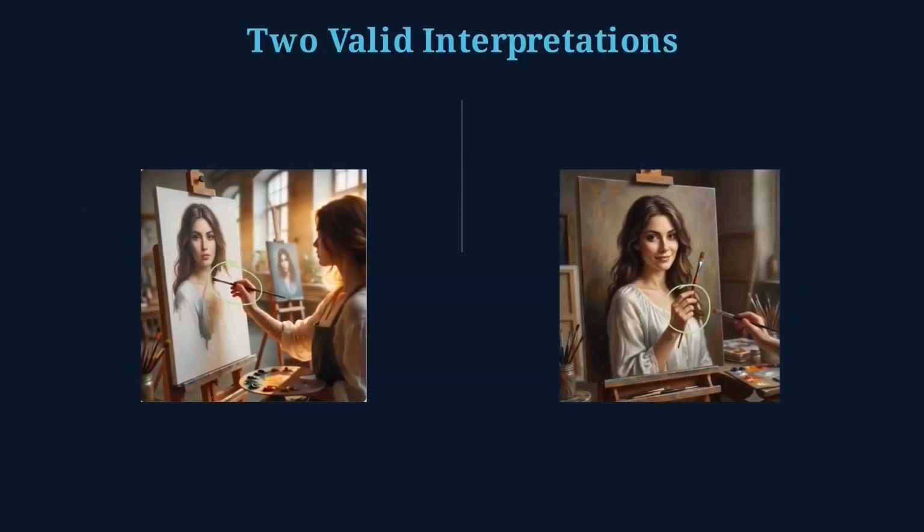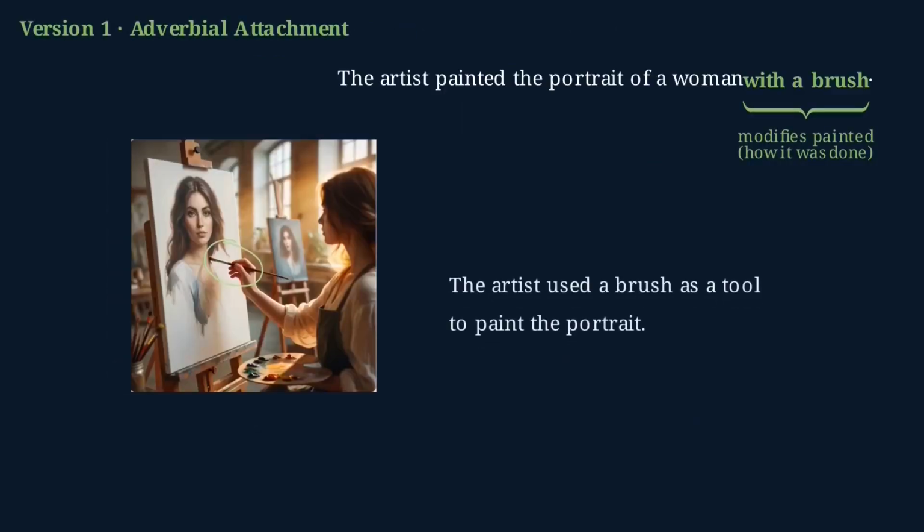In the first interpretation, the artist is holding the brush and using it to paint the portrait. In the second interpretation, the woman shown in the portrait is holding a brush. The words are exactly the same, but the meaning changes depending on how the phrase "with a brush" is attached to the sentence. In version 1, "with a brush" describes the action of painting. The phrase modifies the verb painted and explains how the painting was created. In other words, the artist used a brush as a tool to paint the portrait.